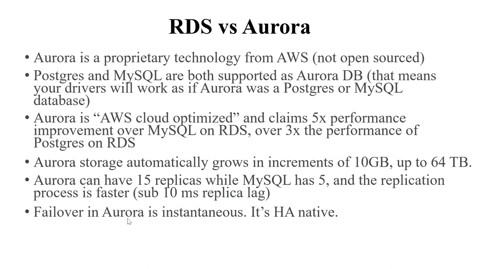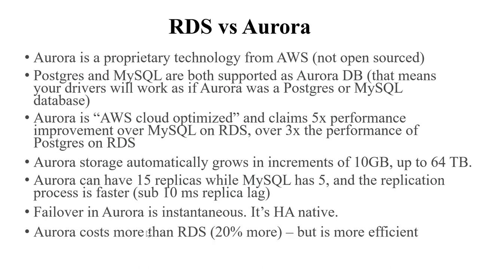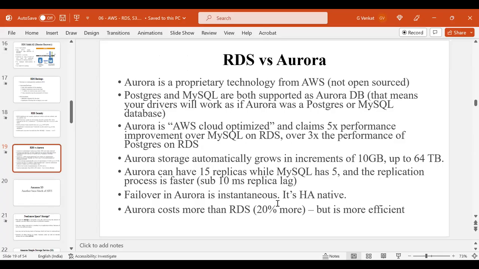Those are all the advantages of going for Aurora MySQL instead of normal MySQL, or Aurora PostgreSQL instead of normal PostgreSQL RDS. But Aurora costs more than 20% more than normal RDS. We are getting better performance, but at the same time we have more cost also. So that is the difference from the optimization point of view and the read replicas point of view.